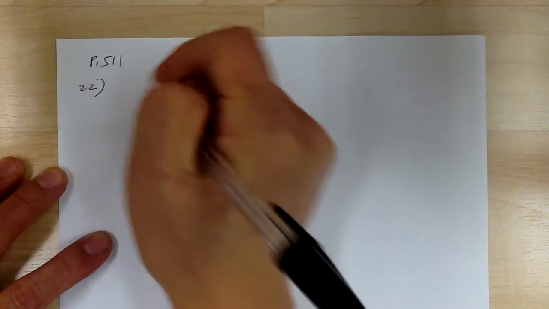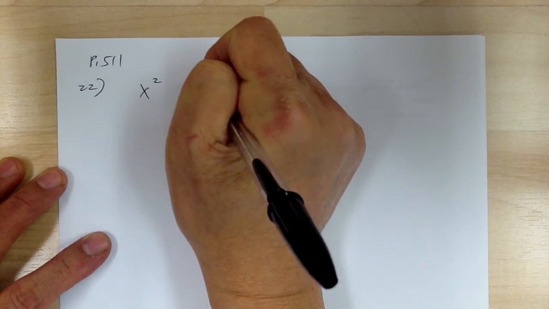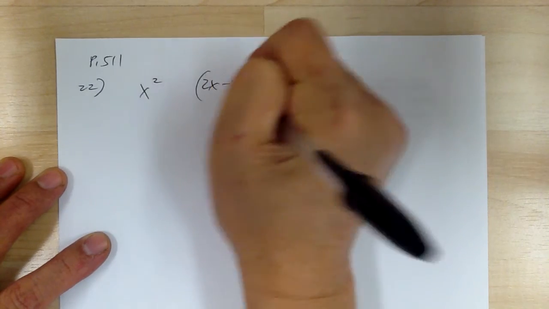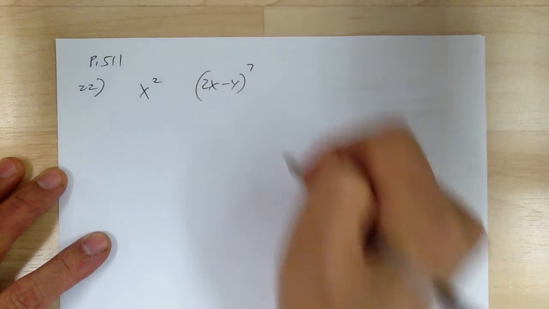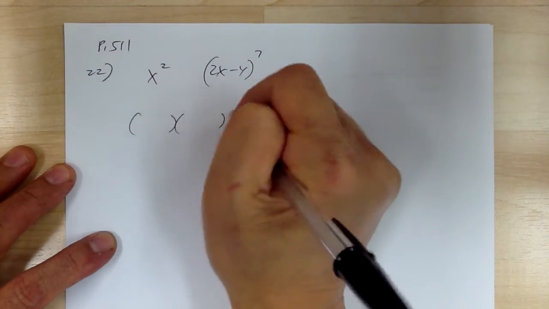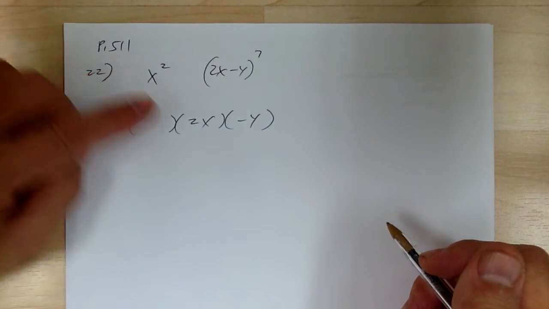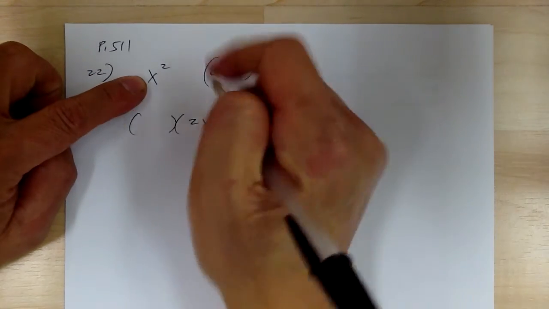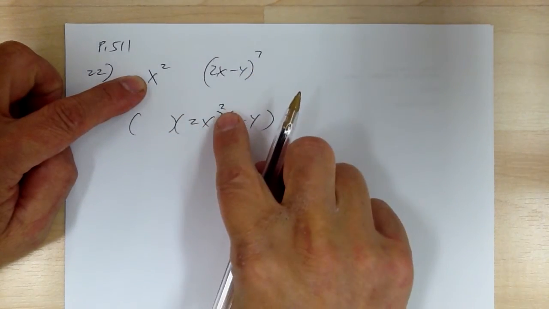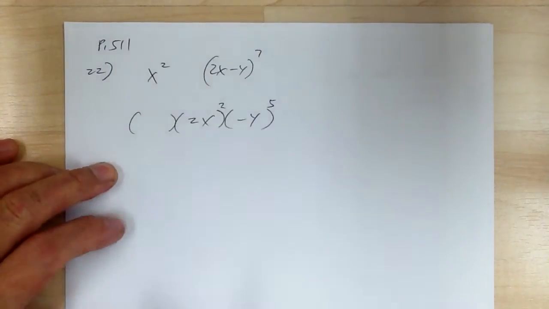Okay, let's go to number 22. You're looking for the term containing x squared. So you have (2x - y) to the 7th power. So you're looking for the term that has x squared. Again, every term has 3 parts, so you're going to have 2x, minus y. Now in order to get x squared, that means you need to have a square over here. So if this is 2, then you need to have a 5, because 2 and 5 make 7.